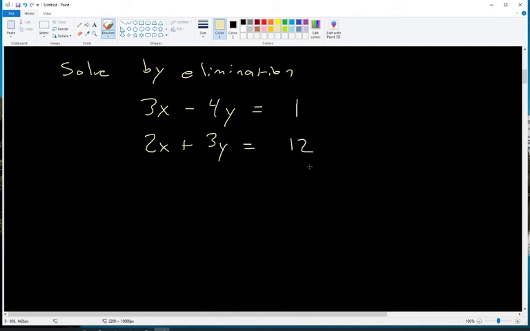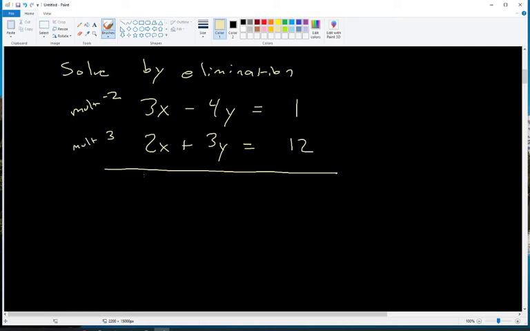So what we're going to do is we're going to need to multiply either one equation or both equations so we can make the numbers in front of one of the variables the same size but opposite signs. So I'm going to try to get rid of the x's. So I'm going to multiply the top equation by -2. That'll make a -6x. And I'm going to multiply the bottom equation by a +3. That'll make a +6x. So I'll get a -6x plus a 6x. And then I can go through and proceed with elimination.